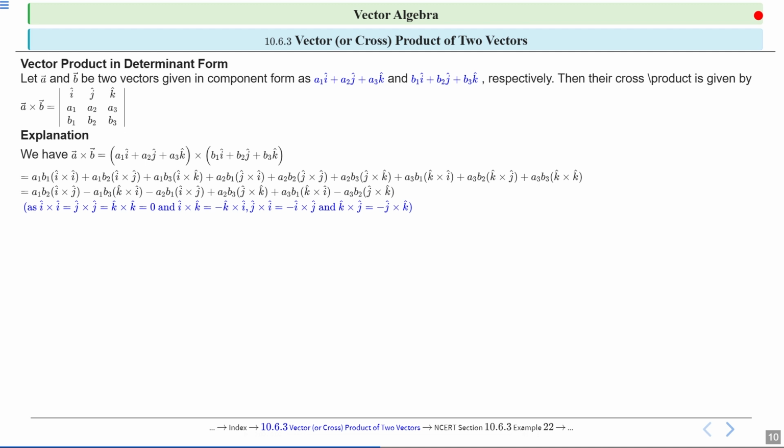As i cap cross i cap is equal to j cap cross j cap is equal to k cap cross k cap is equal to 0, and i cap cross k cap is equal to minus k cap cross i cap, and j cap cross i cap is equal to minus i cap cross j cap, and k cap cross j cap is equal to minus j cap cross k cap, right? These properties are essential for simplifying the cross product and are based on the orientations of these axes in three-dimensional space, right? So after simplification it will be equal to a1 b2 k cap minus a1 b3 j cap minus a2 b1 k cap plus a2 b3 i cap plus a3 b1 j cap minus a3 b2 i cap, okay? Right.